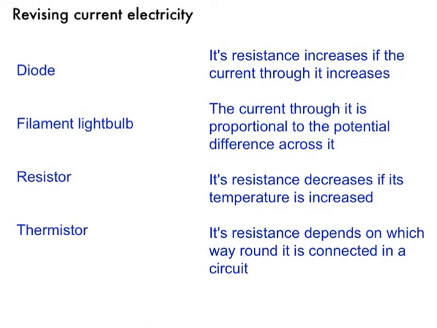Okay, so hopefully you've paused this, you've had a little look at it now. So let's think about it. Firstly, a diode. Well, a diode is something that only lets current flow one way through a circuit. So for a diode, we can say that its resistance depends on which way round it's connected in the circuit. So you should have connected up diode with this definition here.